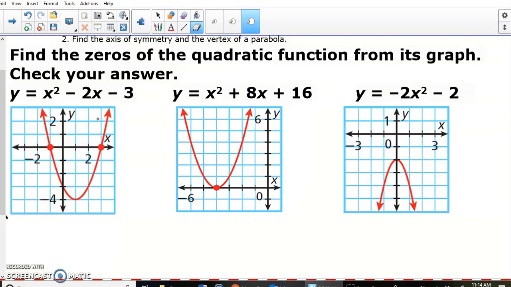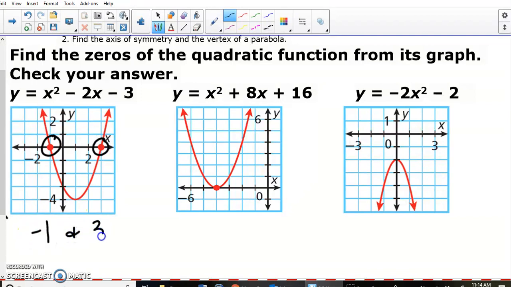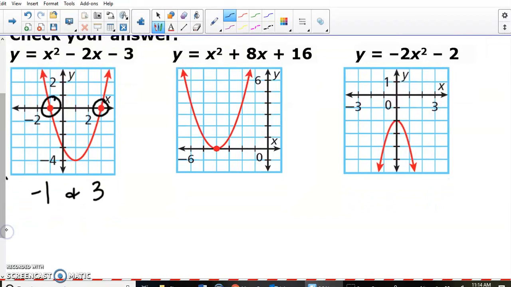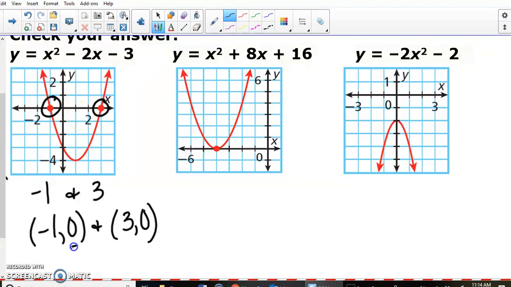Okay, so some parabolas will have two zeros. Like in the case of this one, it has two of them, right here and right here. So we would say the zeros are -1 and 3. You might also see it written as an ordered pair. So you might see (-1, 0) and (3, 0). Okay, remember we're looking for what's the x value when the y value is 0. So our y value will always be 0.